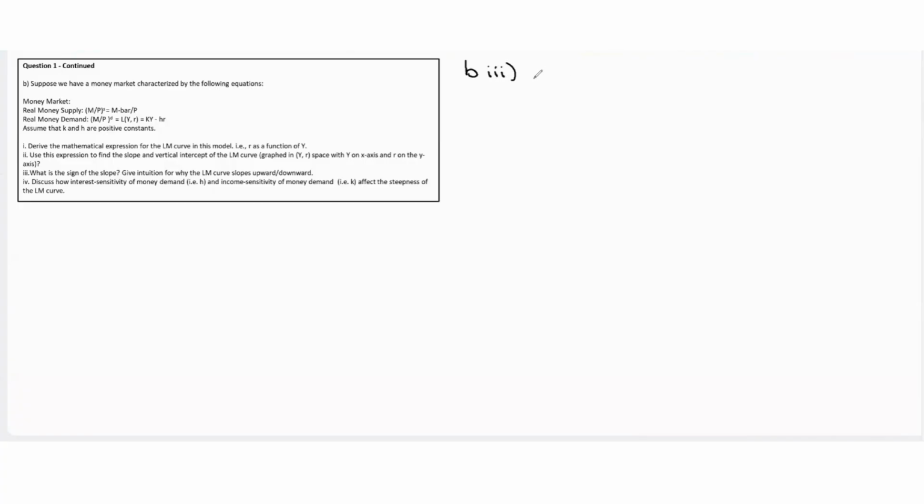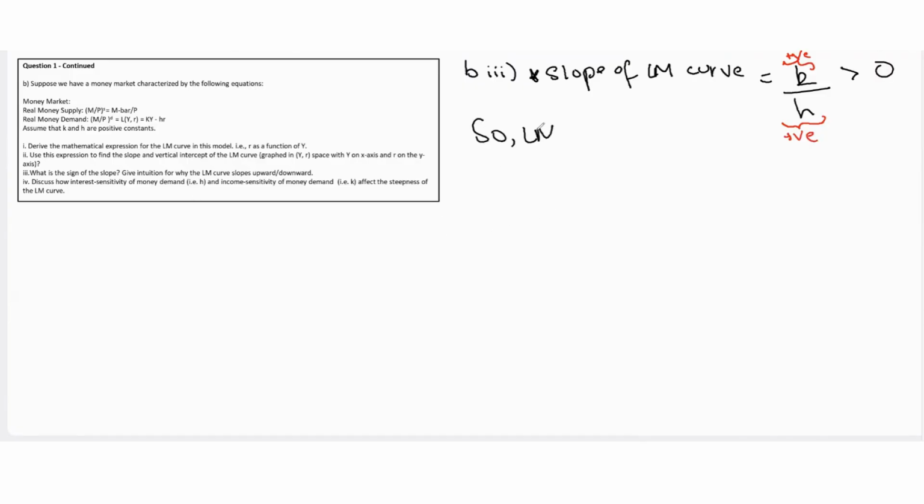So from B2, we know the slope of the LM curve. This we found in part 2. The slope of the LM curve is equal to K divided by H. And we're told in the question that K is positive and H is also positive. So the ratio will also be positive. So the slope of the LM curve is greater than 0. So the LM curve is upward sloping, as we expected.